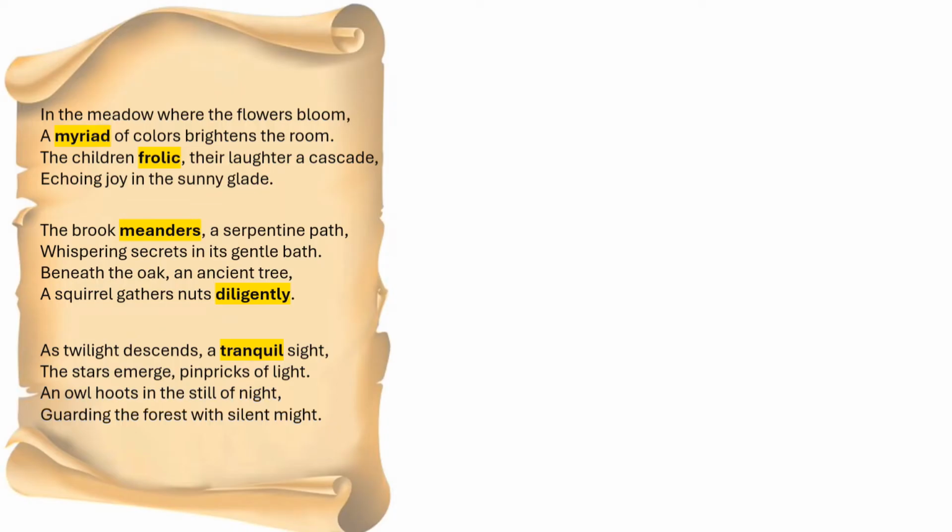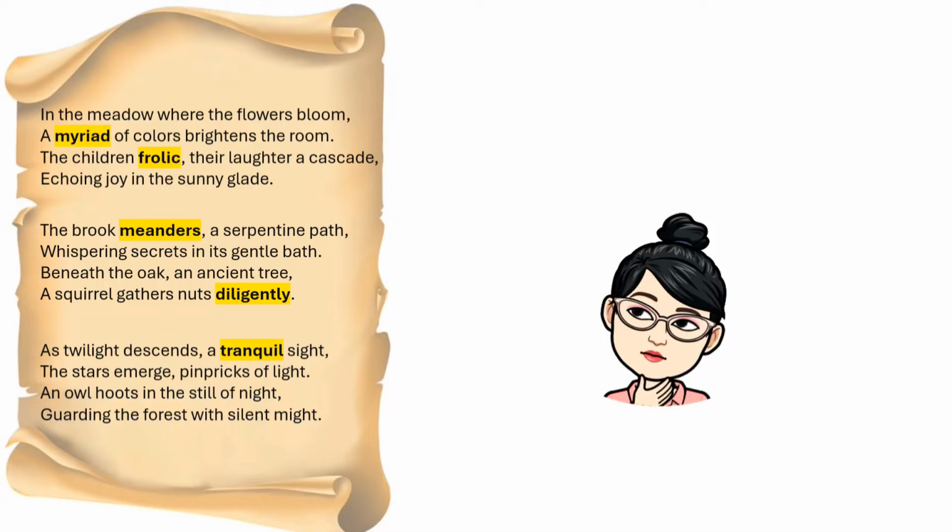As we start our lesson, I want you to take a look at the highlighted words in this poem. We have myriad, frolic, minders, diligently, and tranquil. Do you know the meaning of these words? If not, what will you do?